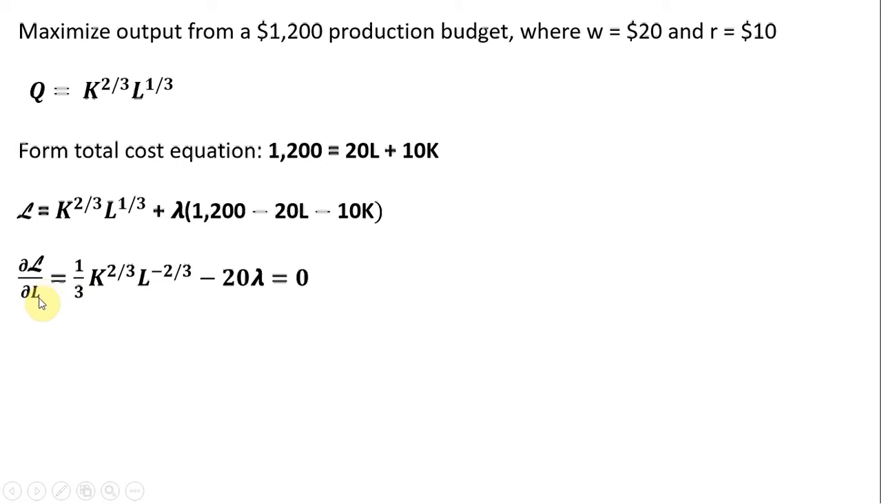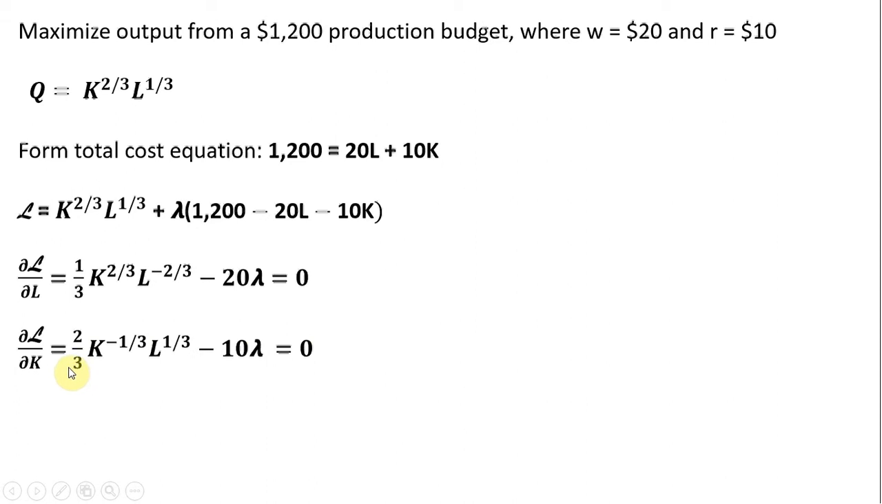Taking a partial derivative of the Lagrangian with respect to labor, we get the following result. This 1/3 comes from the exponent on L that I brought down in front, and then L raised to the 1/3 minus 1 gives us L raised to the minus 2/3 power. Lambda multiplied by minus 20L, the partial derivative of that will just be minus 20 lambda. I don't have to worry about lambda times 1200 or lambda multiplied by minus 10K. Neither of those terms have an L in it, so they're just going to be treated as a zero or a constant when we take a partial derivative.